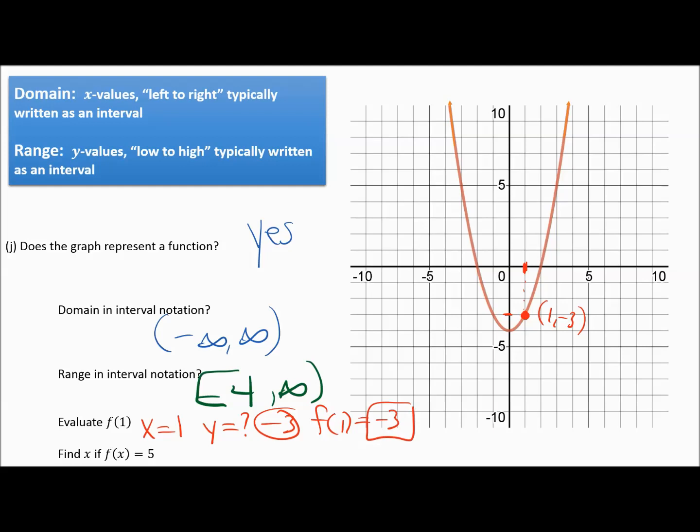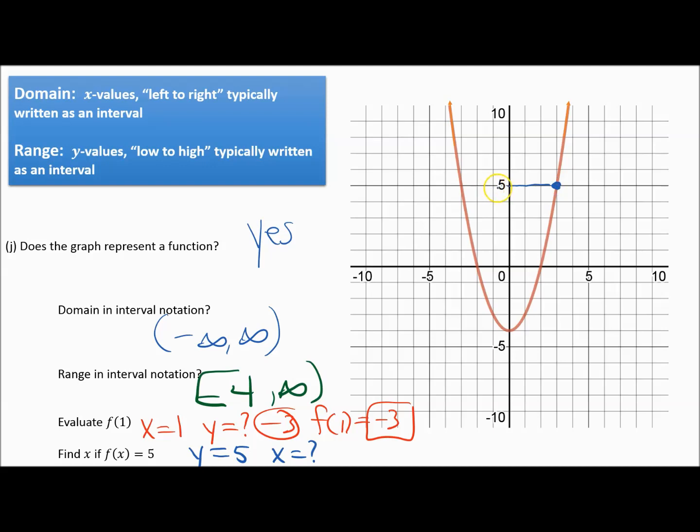Now look at the very bottom question. I almost didn't get it to fit there. But when you look at the bottom question, it says f of x equals 5, find x. So that's asking the opposite: when y is equal to 5, what is x? So first of all, I've got to go up to y equals 5. So that's up here, and then I go meet the graph. So I go this way, and it gives me a point there.